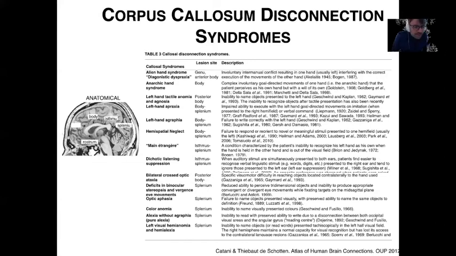Then you have a phenomenon of dichotic listening suppression. That's essentially when you present auditory stimuli simultaneously to both ears, the patient finds it easier to recognize verbal linguistic stimuli presented to the right ear and they tend to ignore those presented in the left ear.